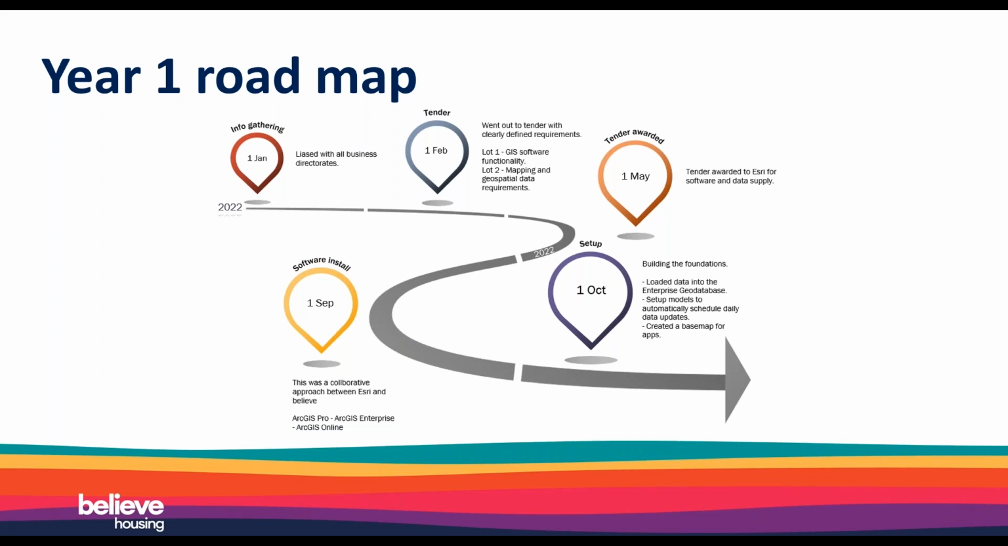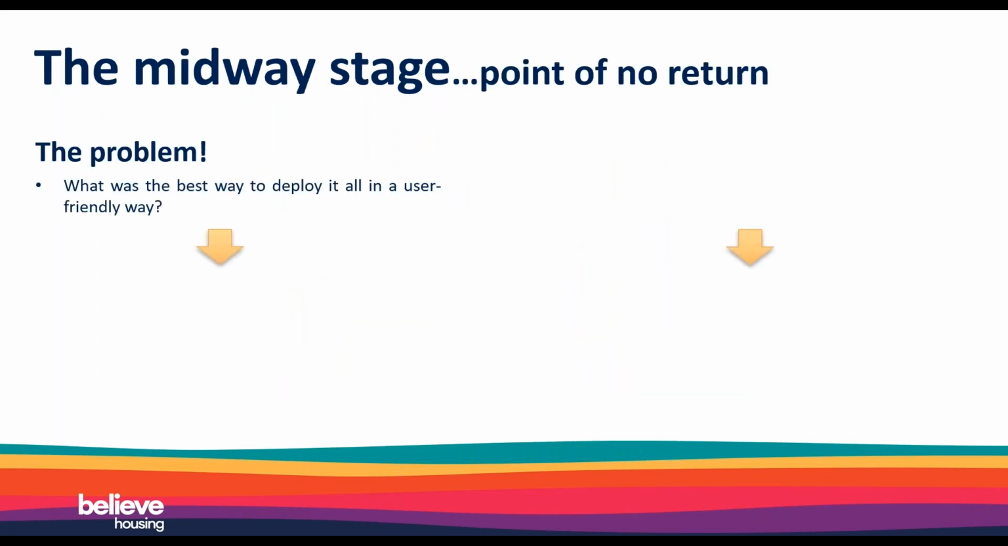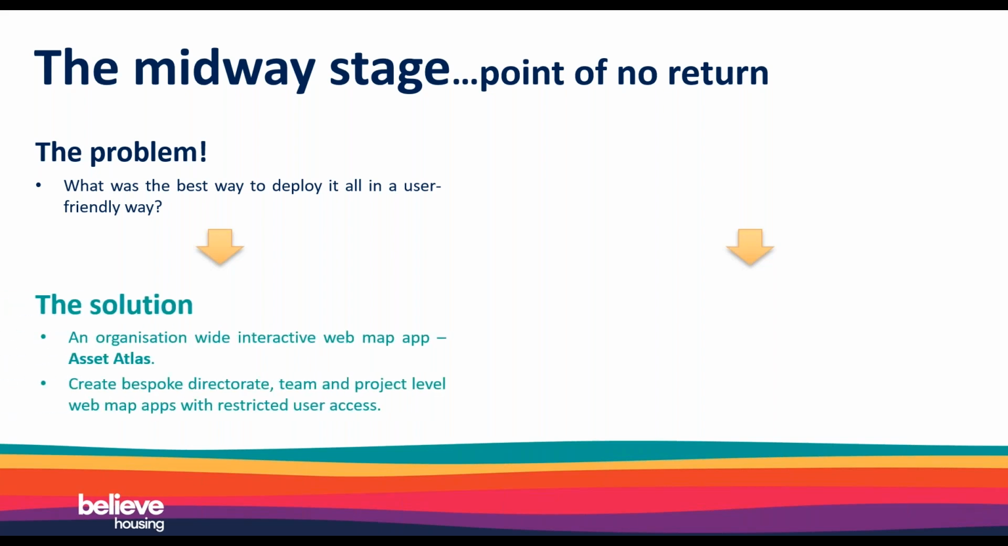And I also created a standardized base map, which would be rolled out across all of our different applications. So now we're at the midway stage of our journey, which is the point of no return. We discovered that we had a new set of challenges to overcome. Our first new problem is that we now had all of our internal data and external data and mapping ready to use, but what was going to be the best way to deploy it to our colleagues in a user-friendly way? Well, the solution was to create an organisation-wide interactive web map app that we've now called our Asset Atlas.